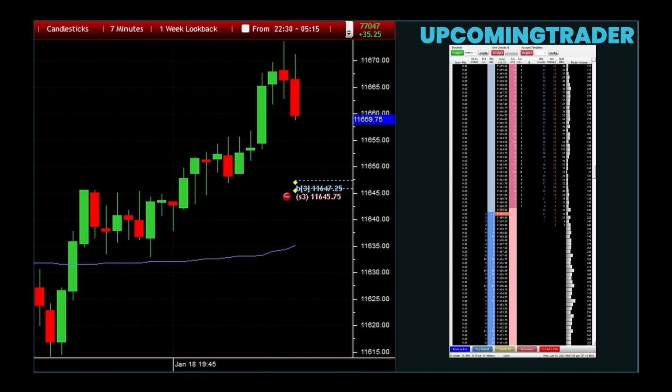Triangle patterns, such as ascending, descending, or symmetrical triangles, can also be better understood with the help of the volume profile. When a triangle pattern forms and the price is approaching a high volume node, it suggests that traders are waiting for confirmation before deciding on the next move. A breakout from the triangle with increased volume can signal that traders are accepting a new price level, making it an ideal opportunity to enter a trade.